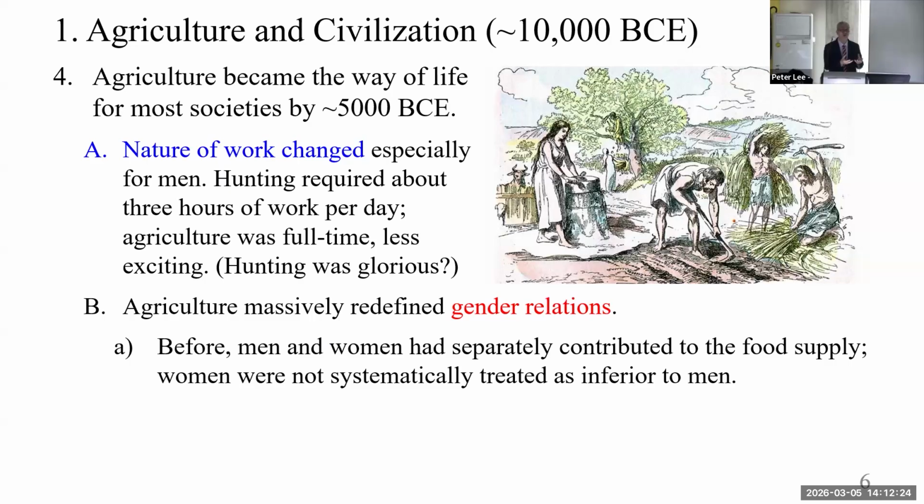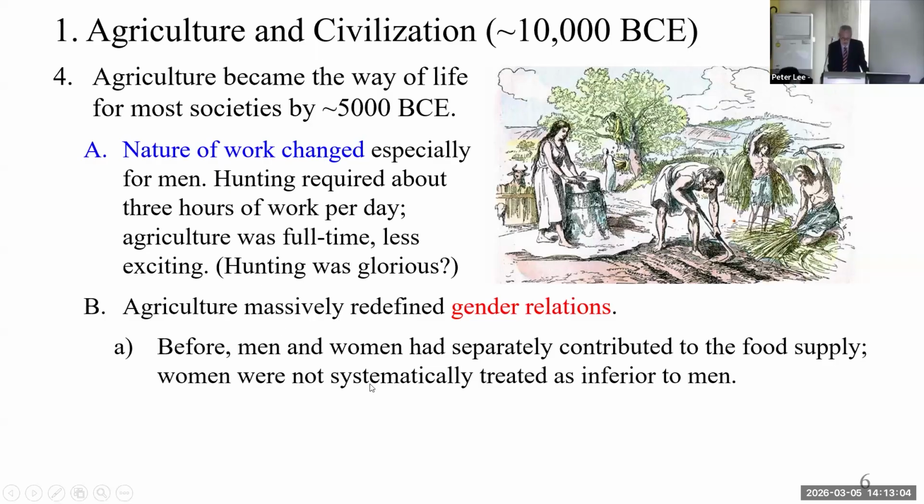Men's job was more glorious because it was hunting. They could boast about hunting. But in terms of actually contributing to the nutritional diet of the society, women were actually doing more work because the gathering provided more nutritious and more constant sustenance. So they had their separate jobs, and there was more of an equal relationship than what came after agriculture. If they were not equal to men, at least they were not systematically treated as inferior.